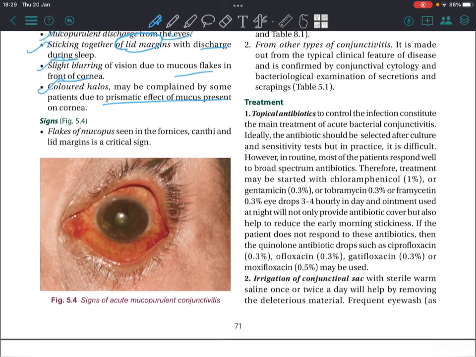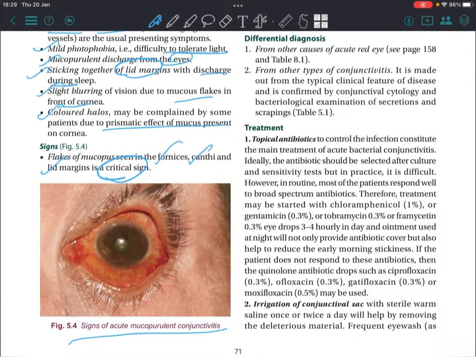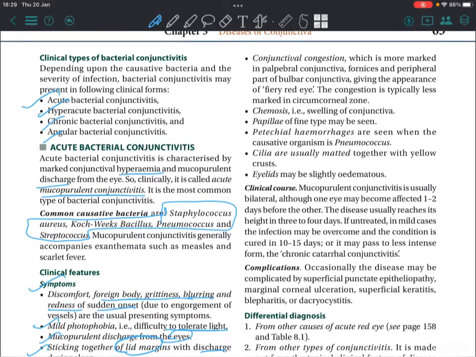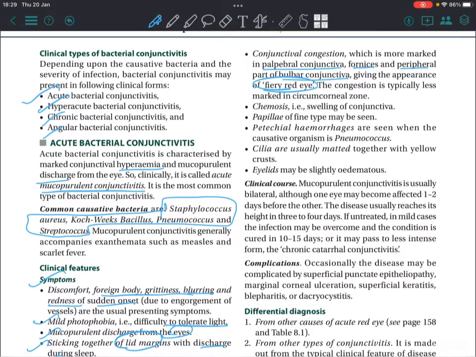Signs: flakes of mucopus seen in fornices, canthi and lid margin are the critical sign. Signs of acute mucopurulent conjunctivitis: flakes of mucopus seen. Conjunctival congestion, which is more marked in the palpebral conjunctiva, fornices and peripheral part of bulbar conjunctiva, giving the appearance of a fiery red eye.